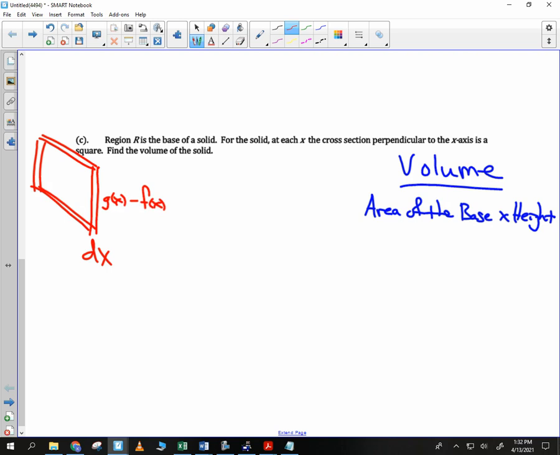Tell me, if it's a square, what do you know about the sides? So then what is this side going to be? G of x minus f of x. So if you find the volume of all that, you multiply it all together, right? So you get the integral of g of x minus f of x, that quantity squared, dx.